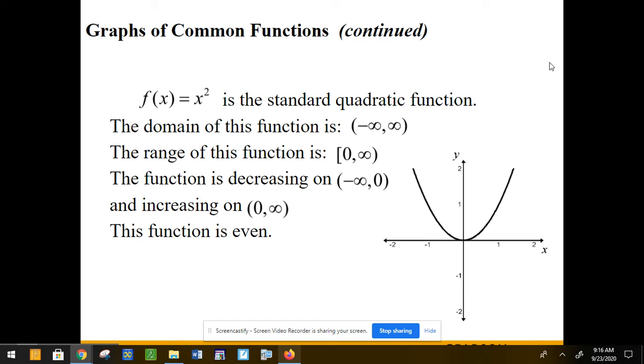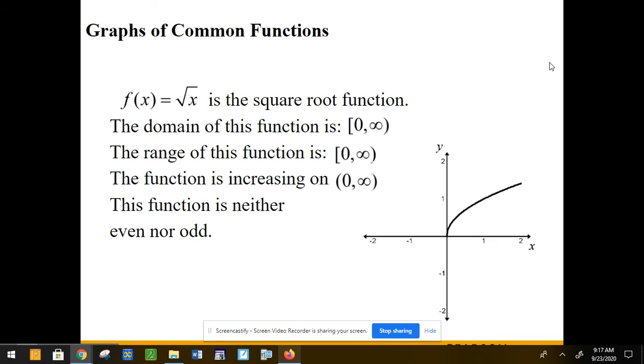Quadratic function, f of x equals x squared, is going to have all the same characteristics as the absolute value function. Domain is all real numbers. The range starts at 0 and goes up forever. It's decreasing for the first half, so up to 0. And then it's increasing for the second half, so starting at 0 and then to the right forever. It's also an even function.